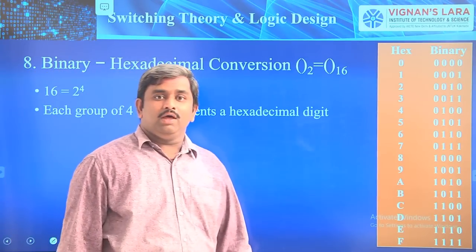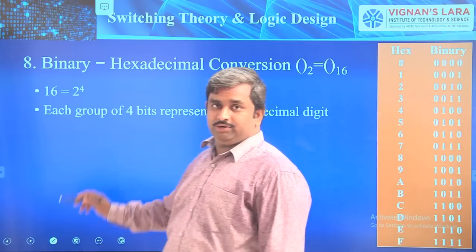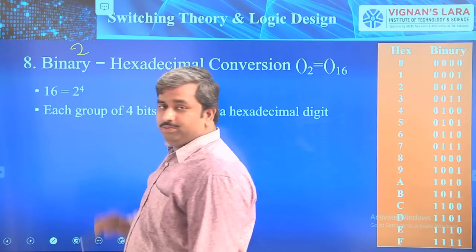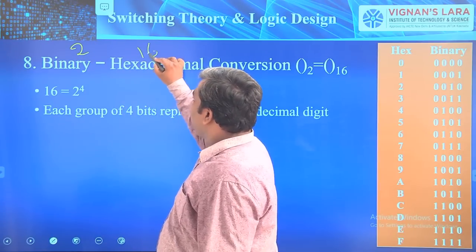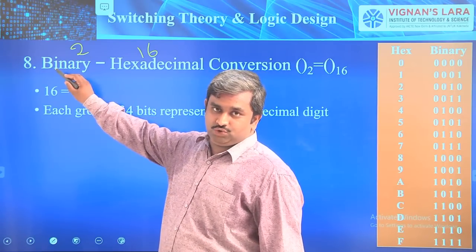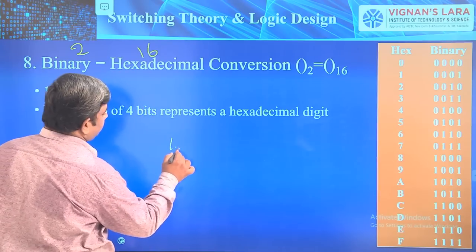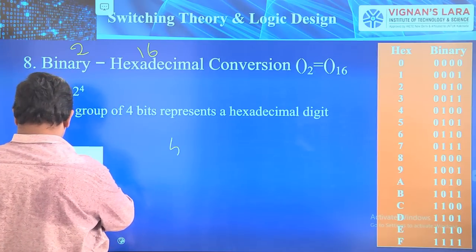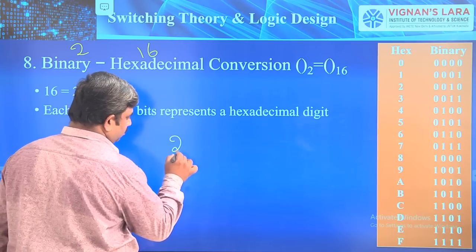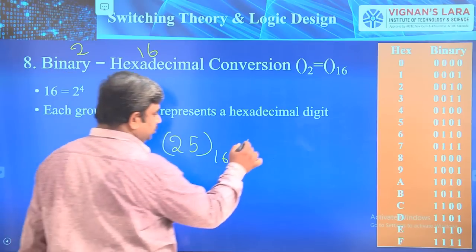Hi students, our next topic is binary to hexadecimal conversion. The binary number system is represented with a base of 2. The hexadecimal number system is represented with a base of 16. So for a given number with base 2, you have to convert it into base 16. For example, this is the hexadecimal number representation.